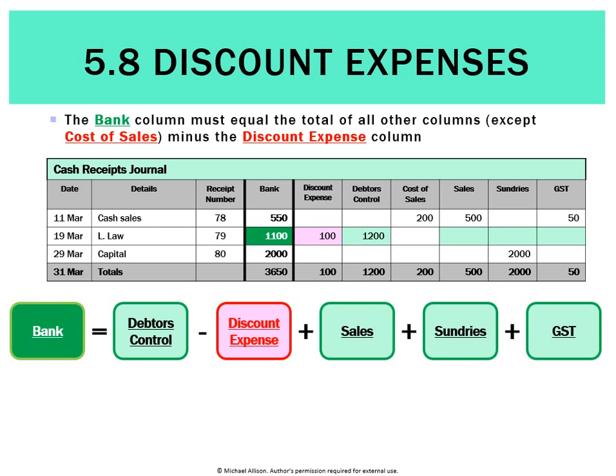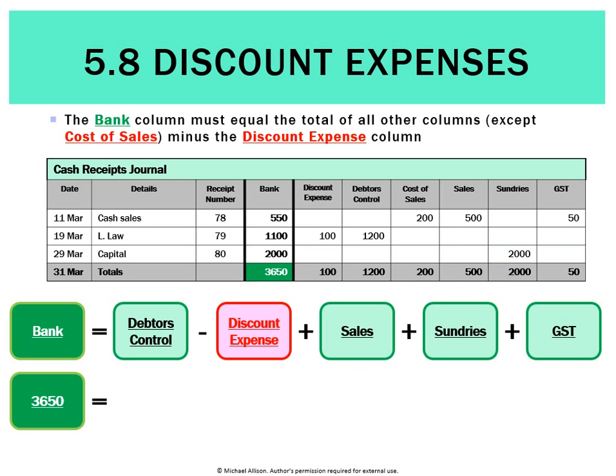On the 19th, we've got money from a debtor. You can see the bank column's $1,100. That's made up of $1,200 in debtors, but we subtract away the discount column of 100, and that's how we got the $1,100. And lastly, the bank column has $2,000 for a capital contribution, and that's made up of $2,000 in the sundries column.